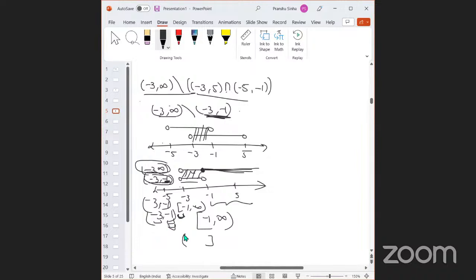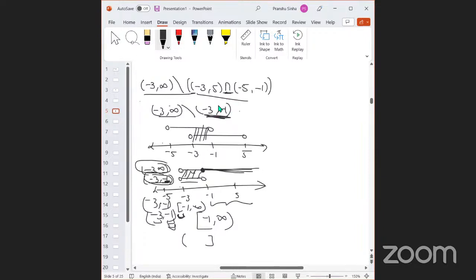It's a square bracket on the real line. What I meant is, when we did the intersection of -3, 5 with -5, -1, the result we got was -3, -1. That time it was an intersection, right?